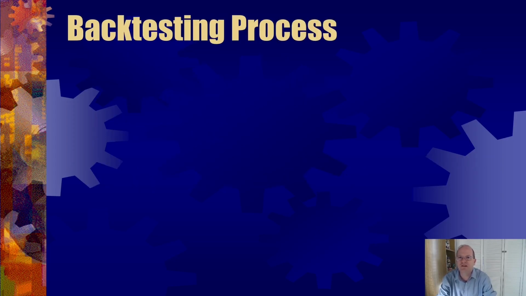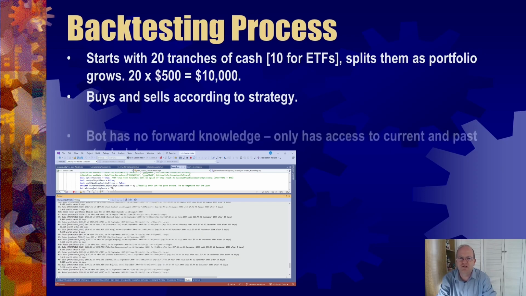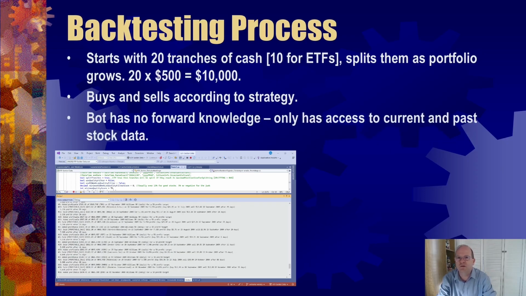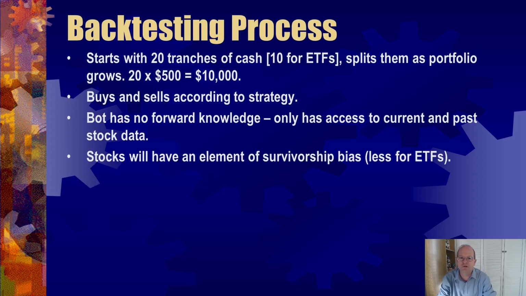So what is the backtesting process? It starts with 20 tranches of cash, or 10 for ETFs, then splits them as the portfolio grows. So we start with $10,000 and go from there. The bot buys and sells according to the strategy. It has no forward knowledge. It only accesses past data or the current price data. So the stocks particularly will have a large element of survivorship bias. I'll make another video about that.